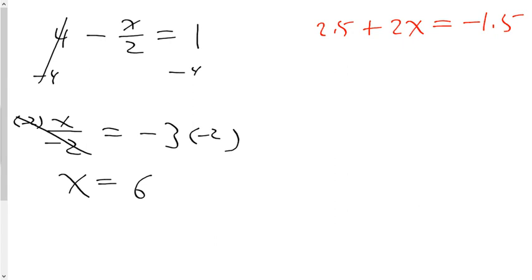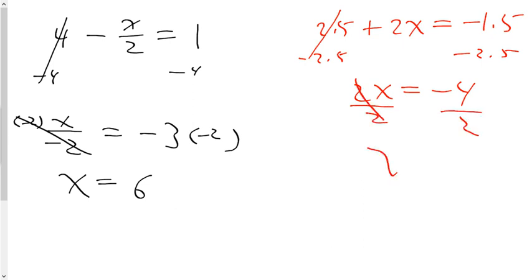In the red equation, 2.5 is my constant, so I'm going to subtract 2.5 from both sides. A -1.5 and a -2.5 makes a -4, so my equation is 2x equals -4. Divide both sides by the coefficient of 2, and x will equal -2. All right, let's practice 2 more, and then we'll be done.